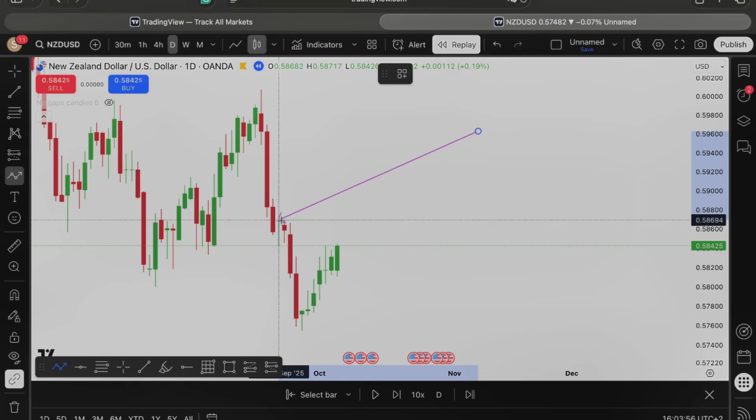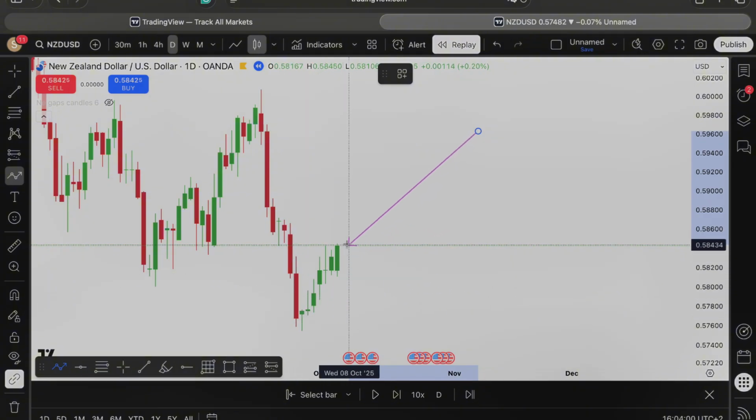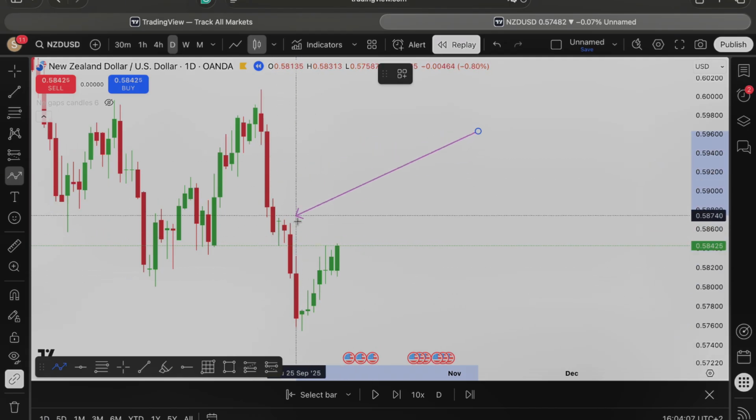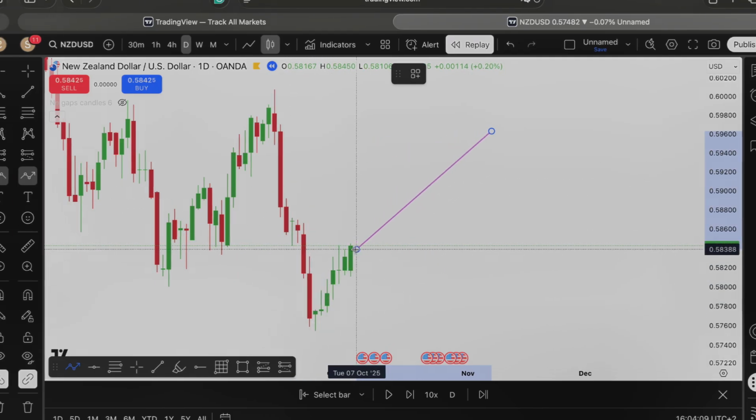After we identify our impulse, we are now going to identify our retracement. The rule to the retracement is that it all should be one color. So we have a valid impulse and a valid retracement.